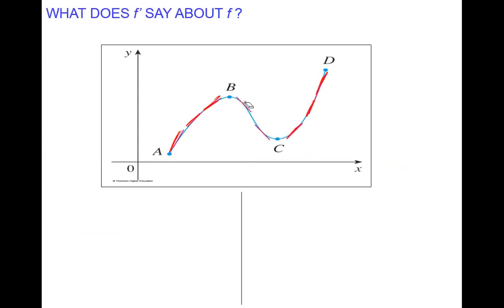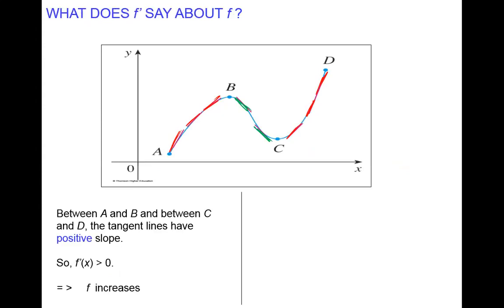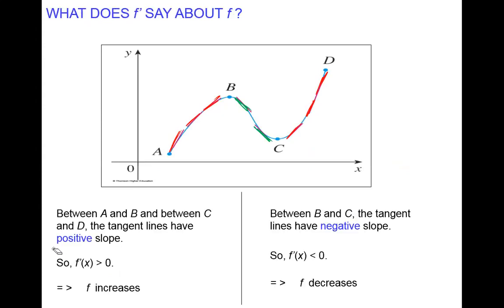And what about the decreasing part? What about the slope of the tangent? It's negative. Thank you. That means this is the important information. If the function is increasing, the derivative is positive because that's the slope of the tangent. If the function is decreasing, the derivative is negative.